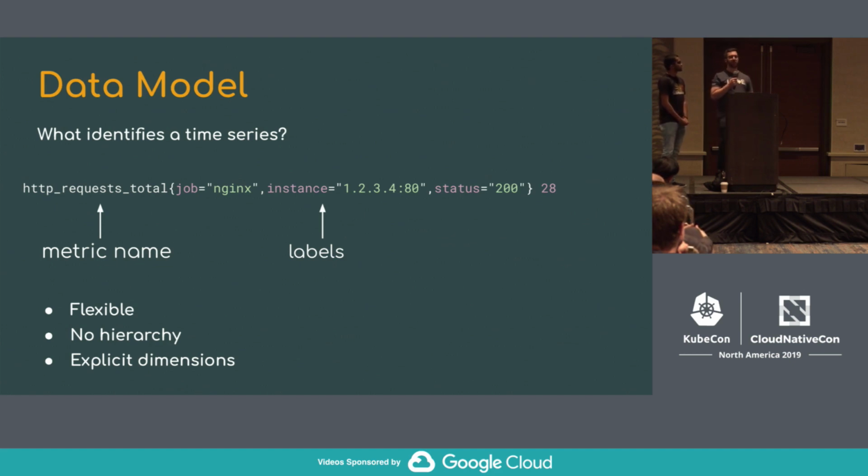The result of this is a pretty flexible architecture. The Prometheus metrics are laid out in a flat namespace, so there is no hierarchy involved here. Everything is just a flat namespace with labels, and the dimensions are explicit because of the different label values.